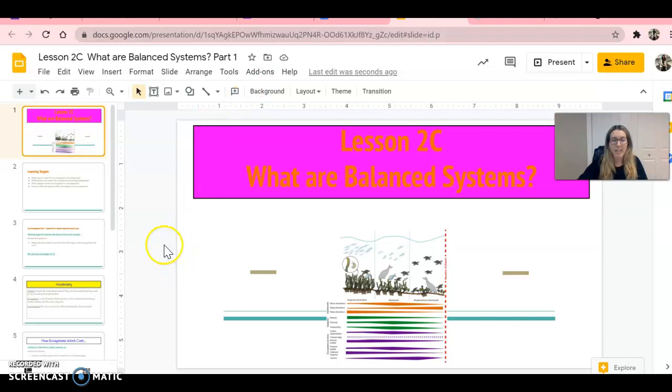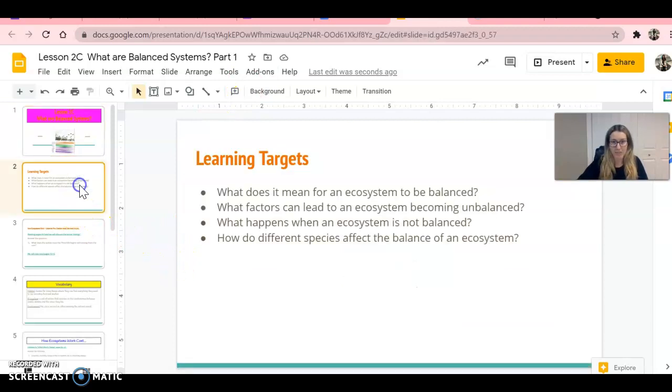And when you click on the slides, you will see this. Here are our learning targets for today. It says, what does it mean for an ecosystem to be balanced? So what does that mean when we say balanced ecosystem? What factors can lead to an ecosystem becoming unbalanced? So maybe abiotic factors, biotic factors. Those are some things that we're going to learn about today as well.